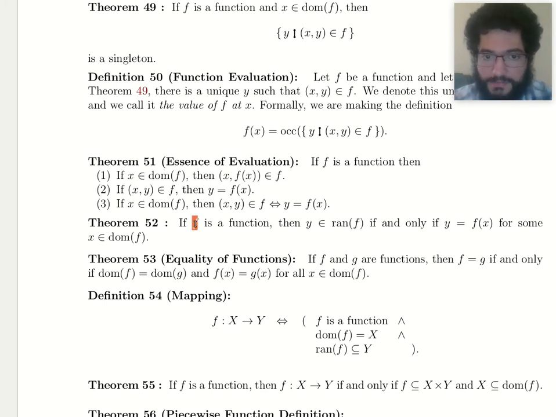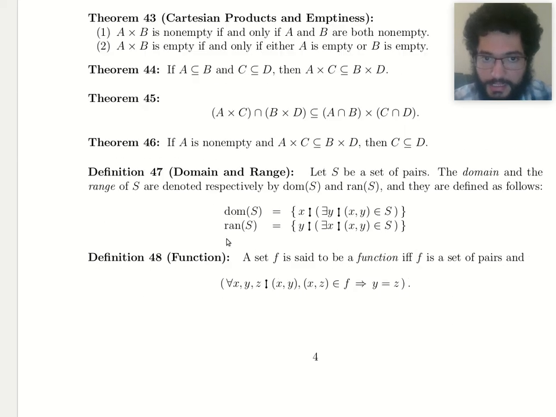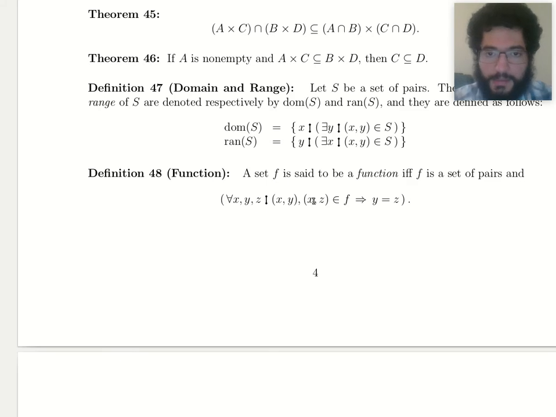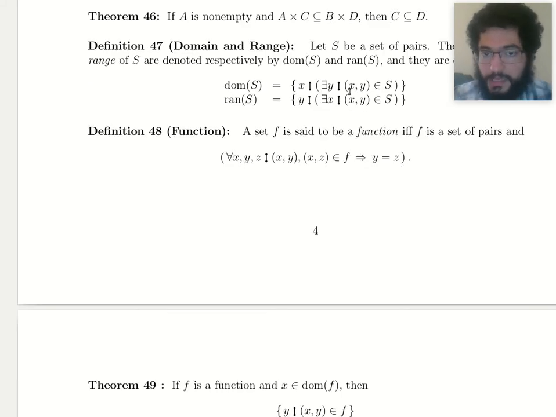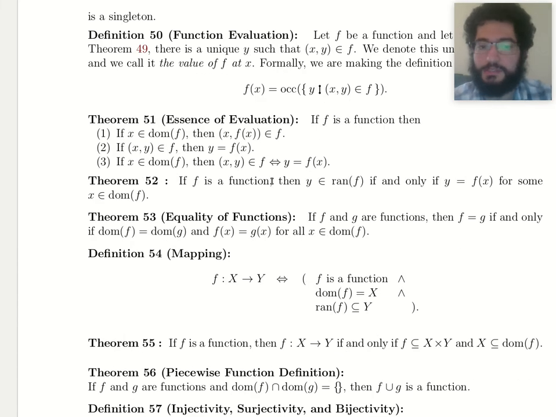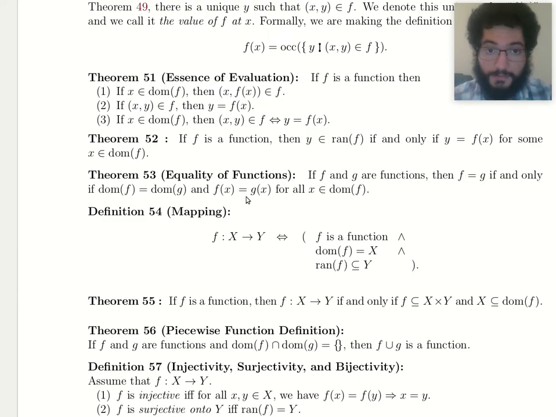So if you know f is a function, so remember domain and range, these ideas, we define these before we define function, right? So we can talk about the domain and range of any set of pairs, even if it's not a function. The domain just picks out the left-hand positions of all the pairs, and the range picks out the right-hand positions. But if you do have a function, then there's other ways of thinking about things in terms of function evaluation.